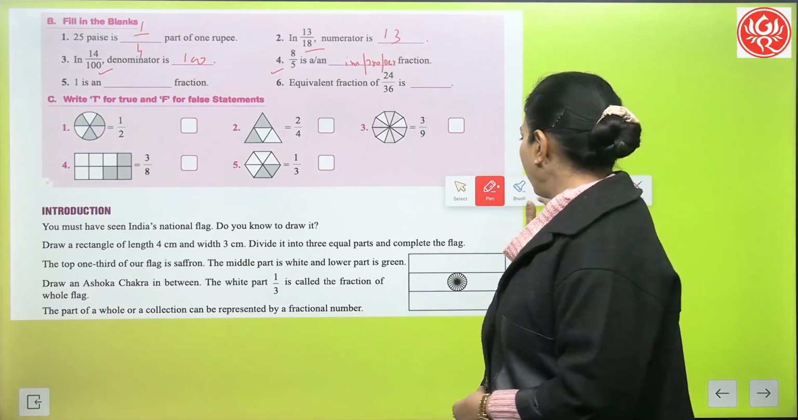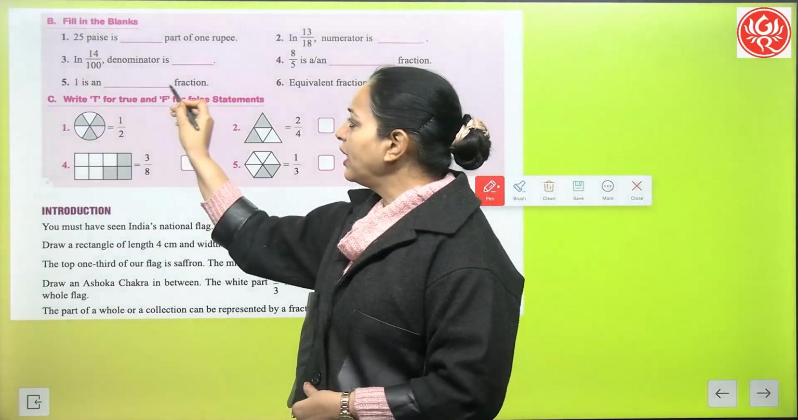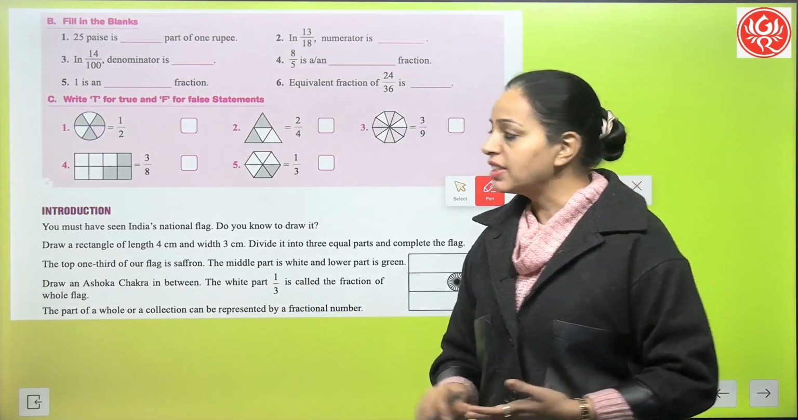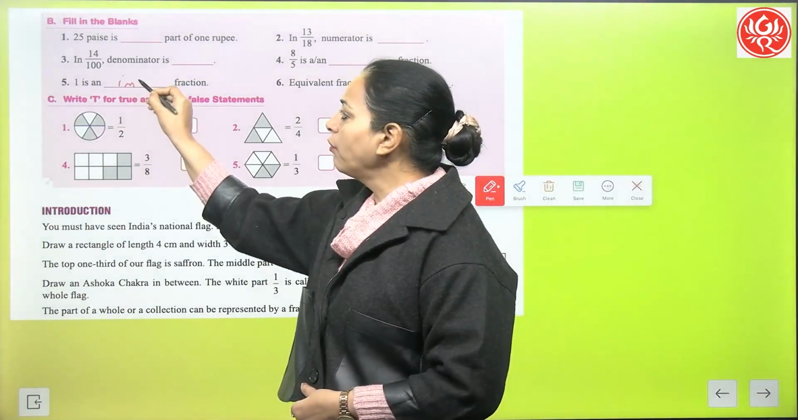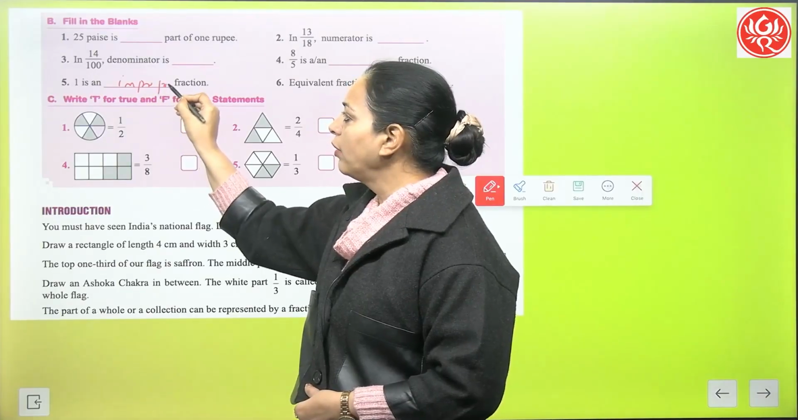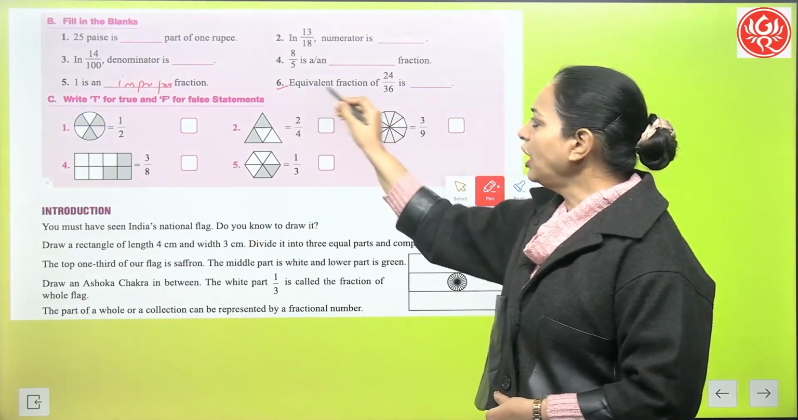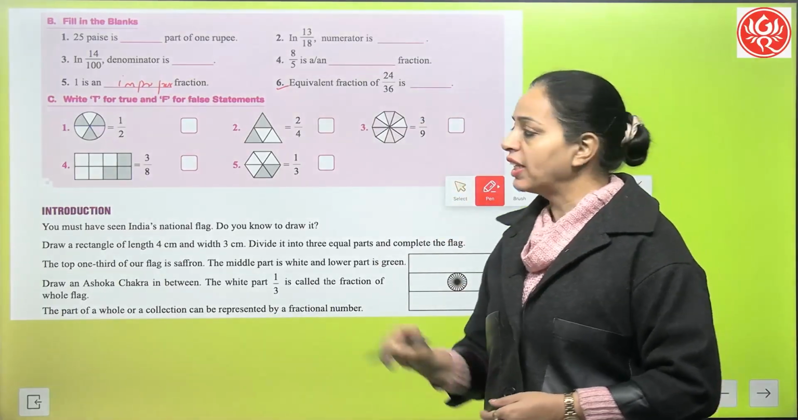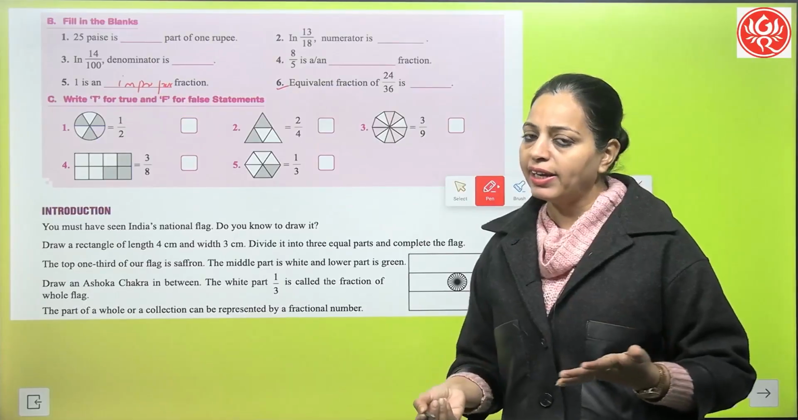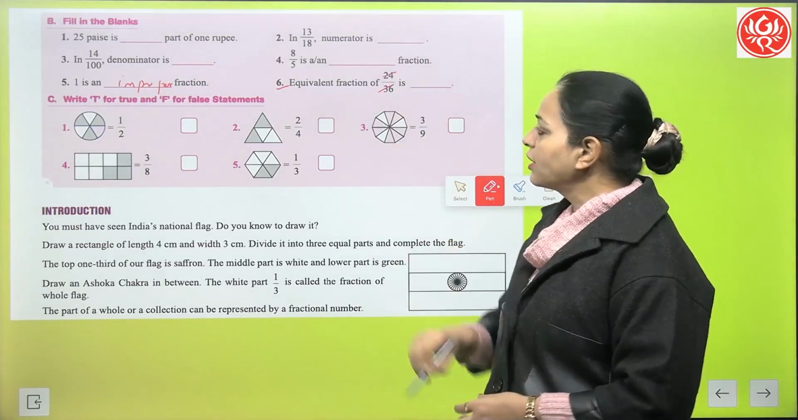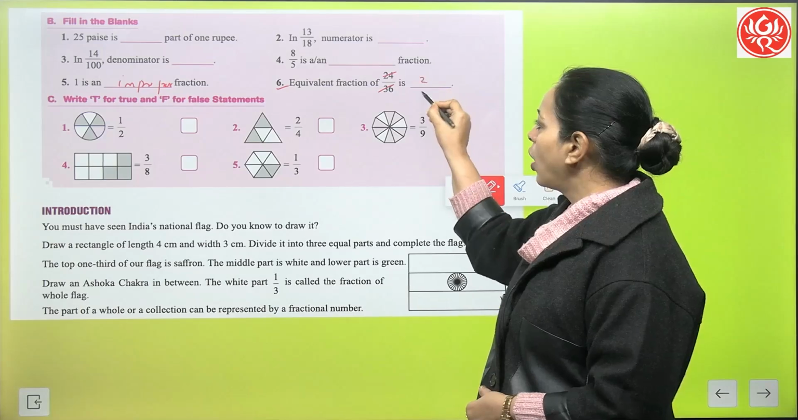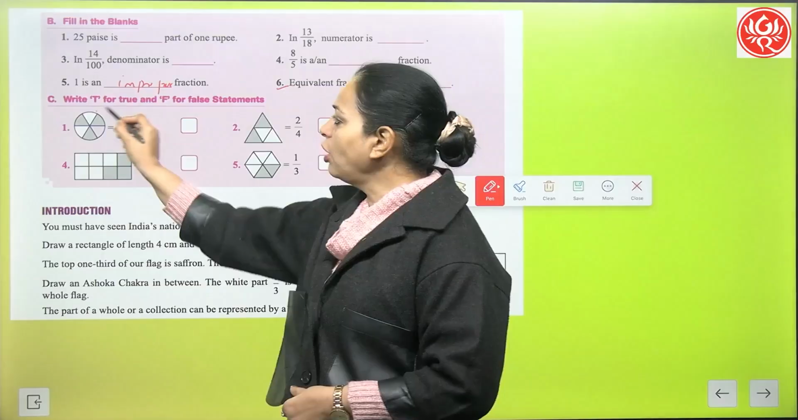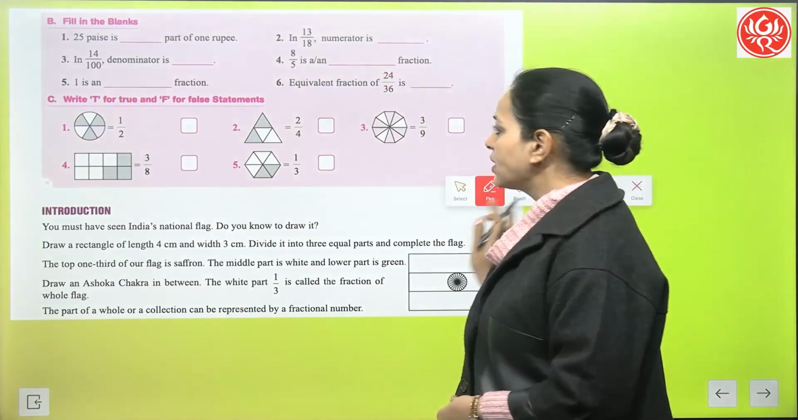Okay. The next fifth one, 1 is an dash fraction. 1 is an what fraction? This is an improper fraction. Okay. Then sixth one, equivalent fraction of 24 by 36. So we can cut it or we can multiply it. So like this, we can cut it by 12. So this is 2 upon 3. Right? Now the C part, write T for true and F for false statements.